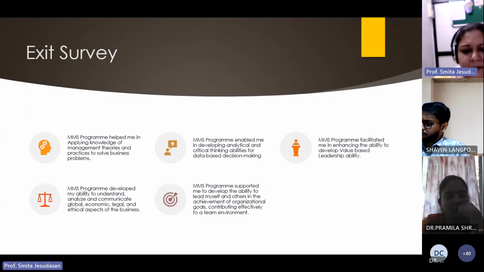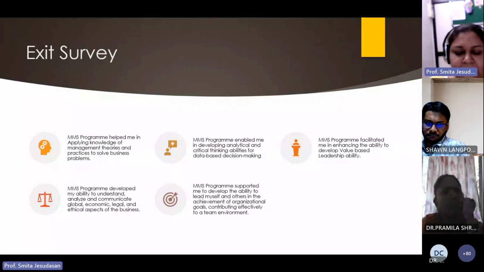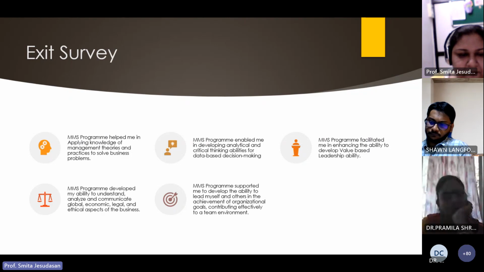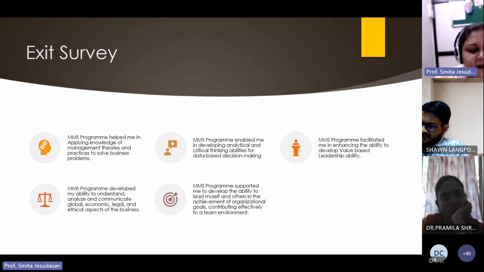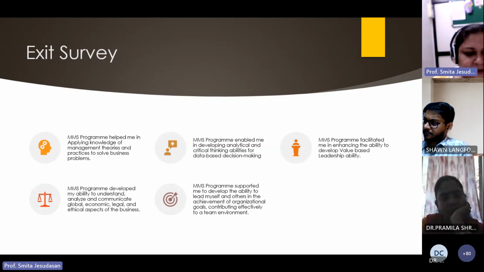Our second PO deals with analytical and critical thinking. So accordingly, MMS program helped me in developing analytical and critical thinking abilities for data-based decision making. This is PO2. And when you take PO3, developing value-based leadership ability. So accordingly, the statement could be MMS program facilitated me in enhancing the ability to develop value-based leadership ability. Next, coming to PO4. Understand, analyze, and communicate global economic, legal, and ethical aspects of business.